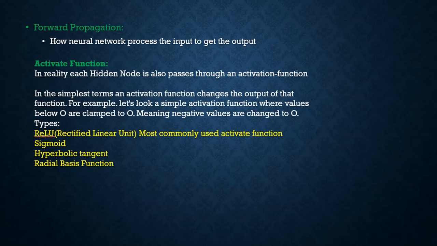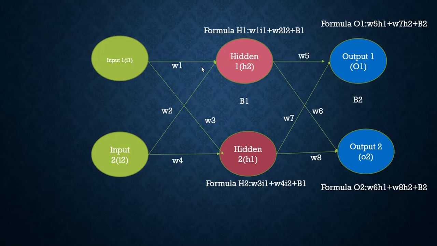We have a number of activation functions, like ReLU, sigmoid, hyperbolic tangent, and radial basis function. But the most commonly used activation function is the rectified linear unit. What does it do exactly? In simple terms, the activation function changes the output of the function. For example, if the output has a minus value, it will remove the minus value and change it to 0. It won't allow a negative value in that output. If any hidden output is negative, the activation function will change the output to 0. That is the process of the activation function.